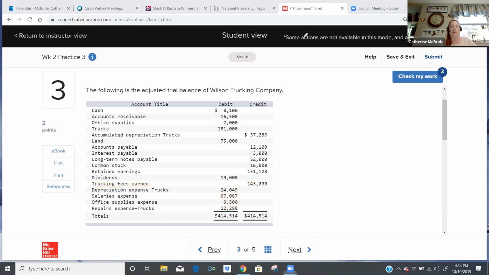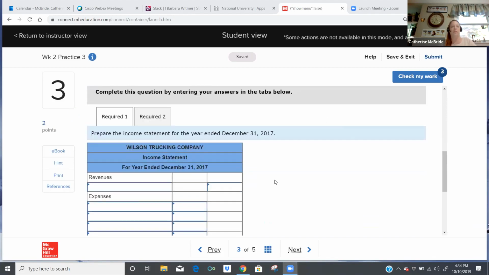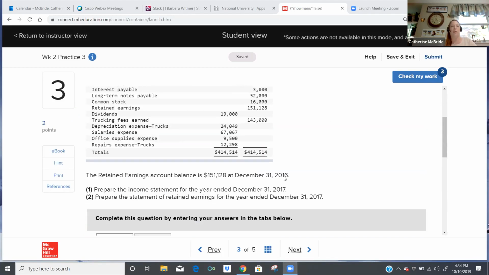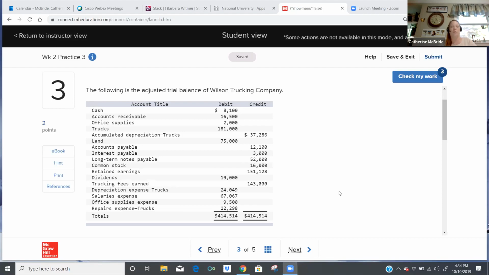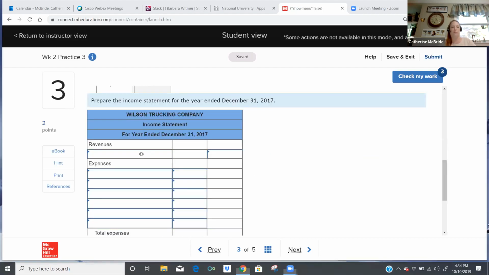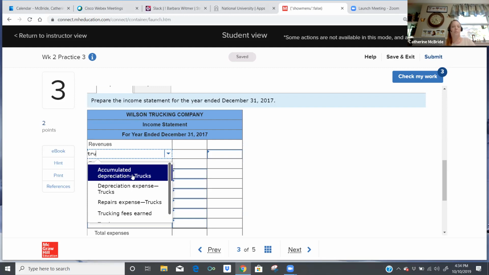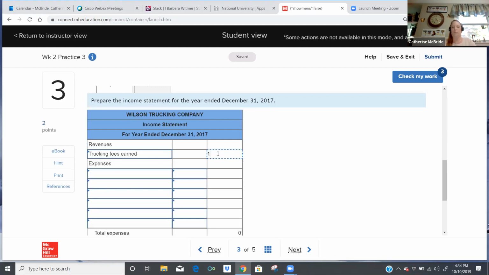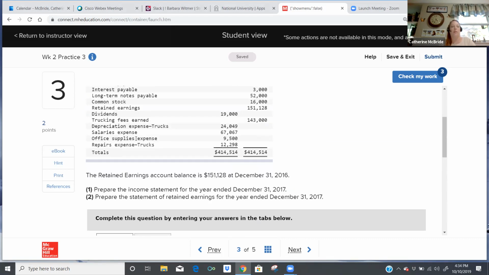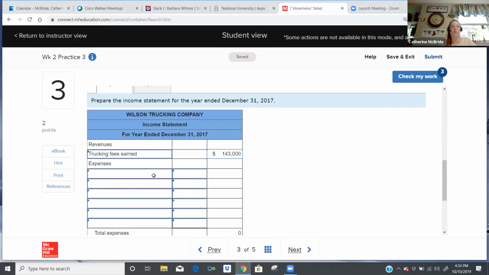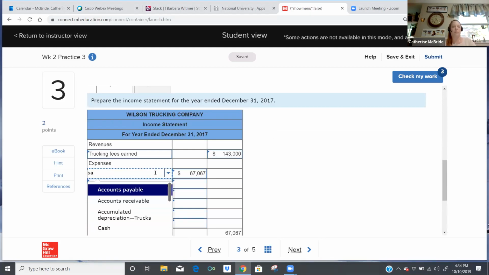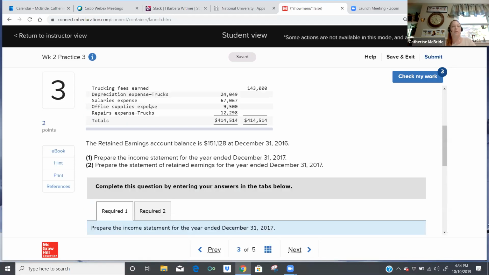So when we go down here, we need to put our revenue in. So our revenue, we just said, trucking fees earned, 143,000. And then we're going to go look at our expenses. Salaries expense, 67,067. And then the next one is office supplies expense, 9,500.